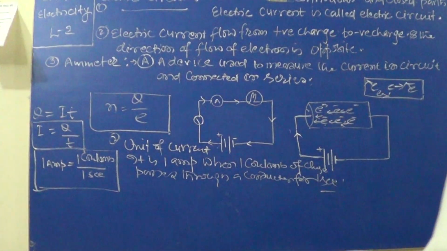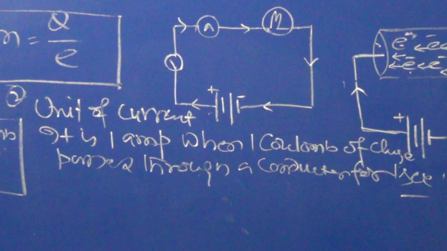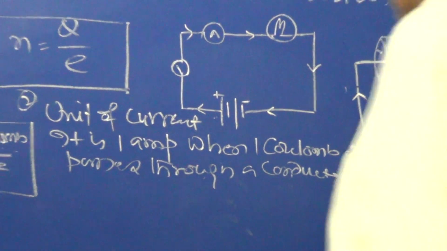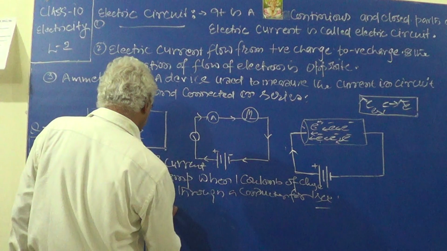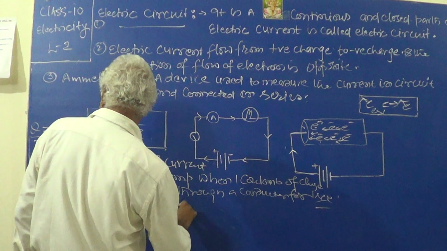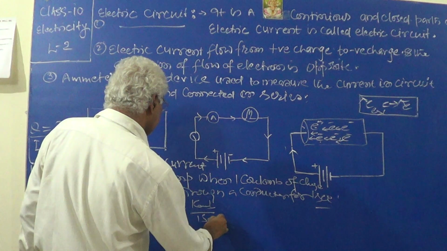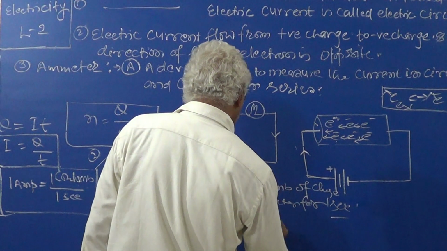Define the unit of current. Okay, children. Now, then your current is said to be 1 ampere. You can correlate with the formula: 1 ampere equals 1 coulomb upon 1 second. You can write it I equal to Q by T.